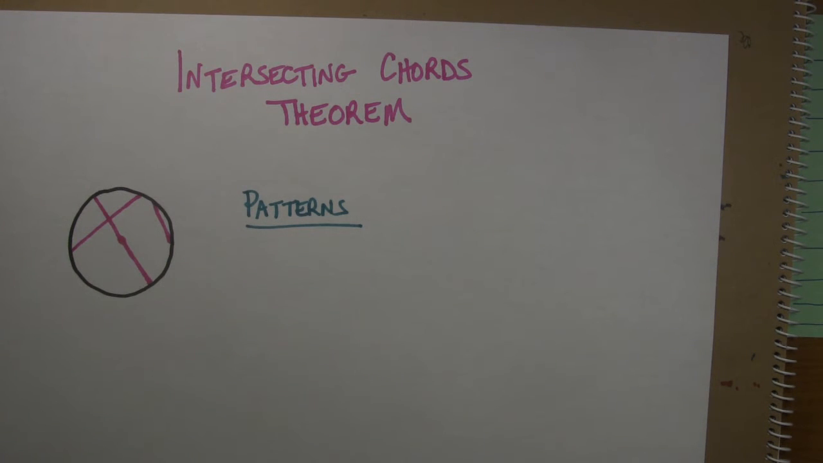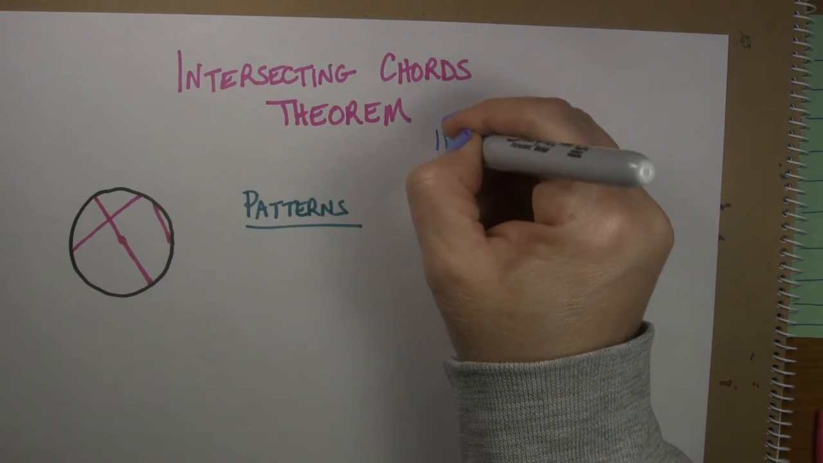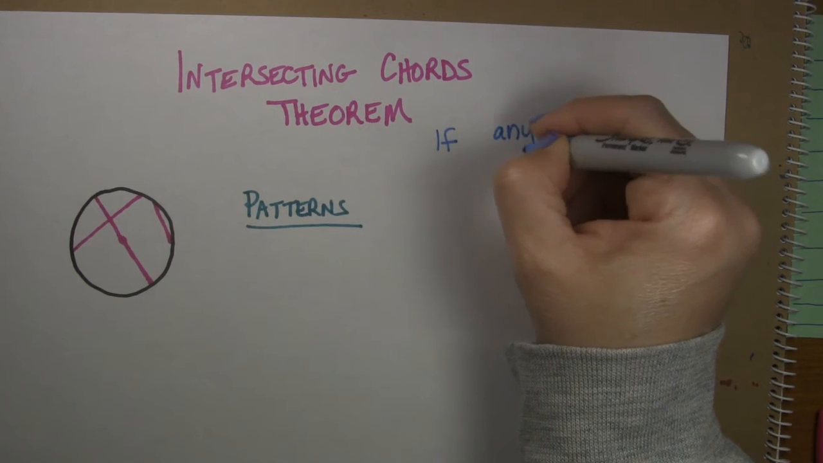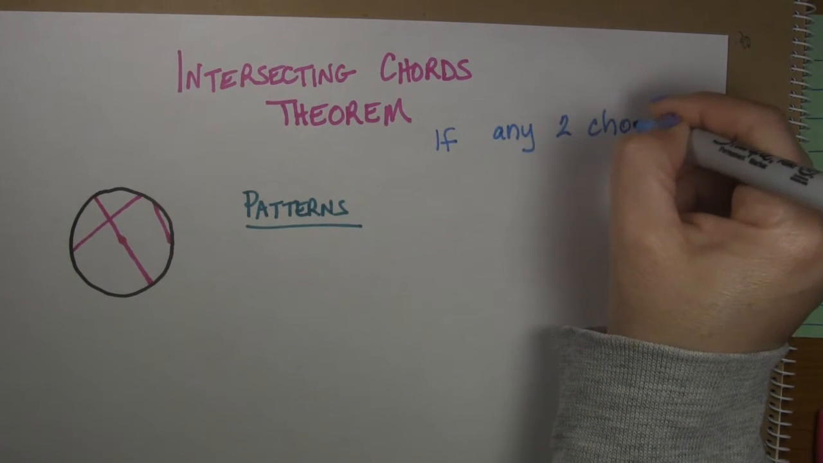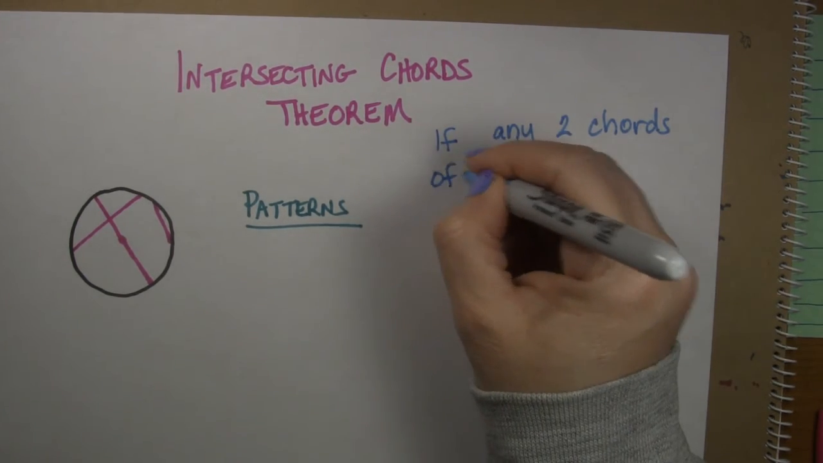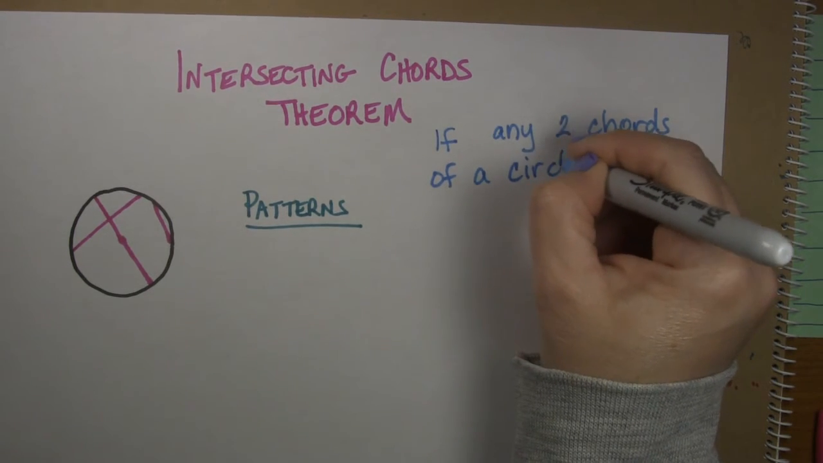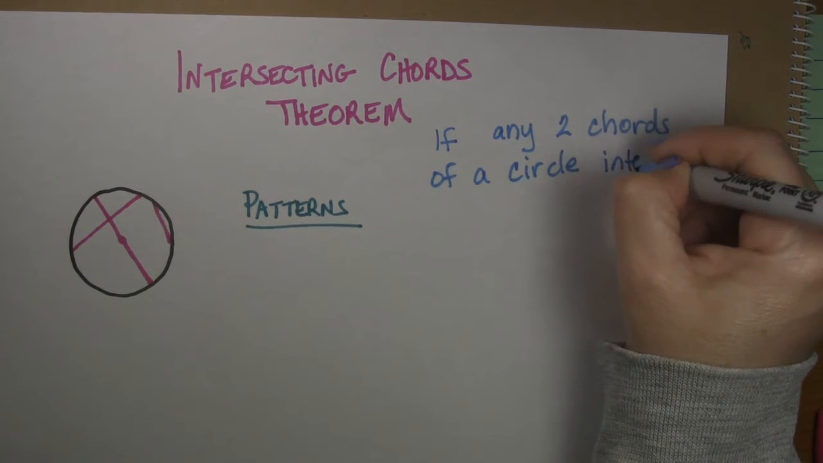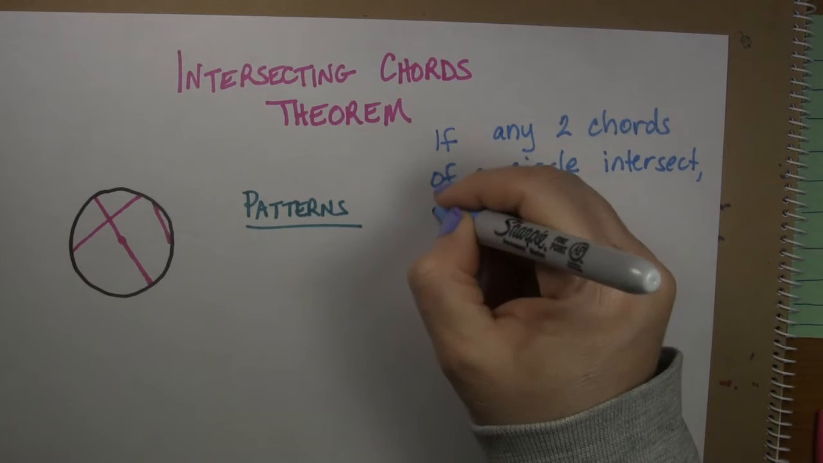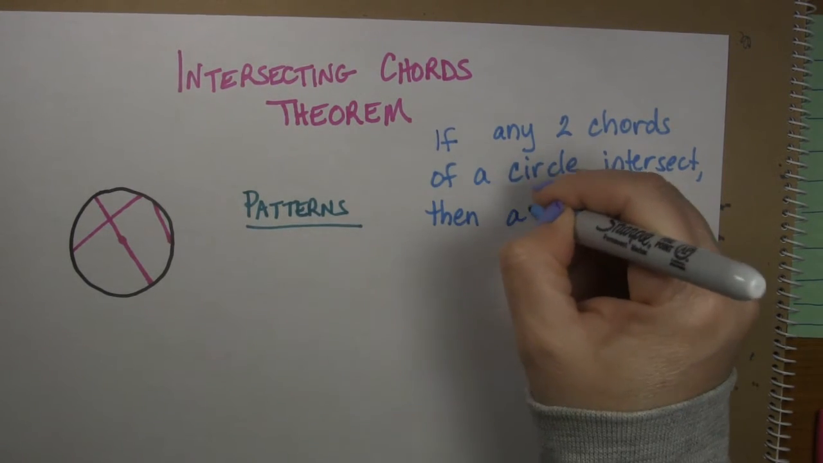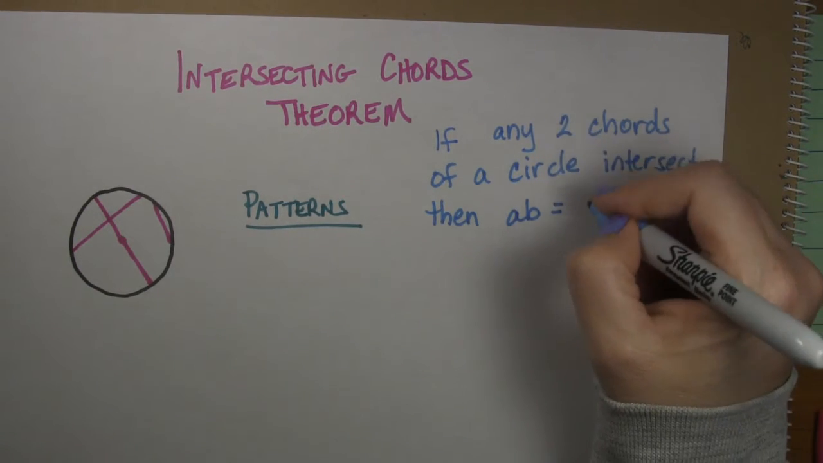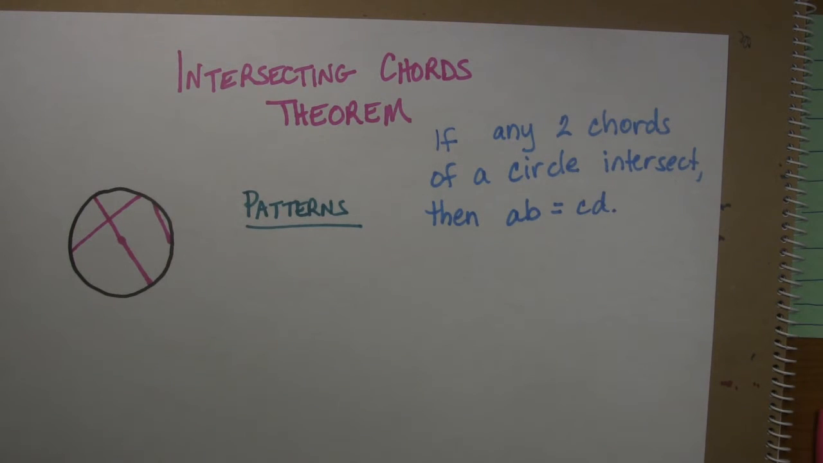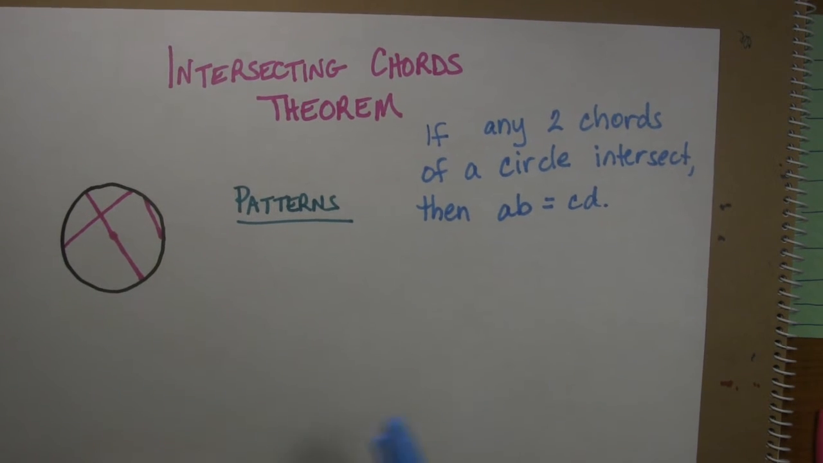And what that theorem says is, if any two chords of a circle intersect, then AB equals CD. That's what it says. Go ahead, write that down in your notes.